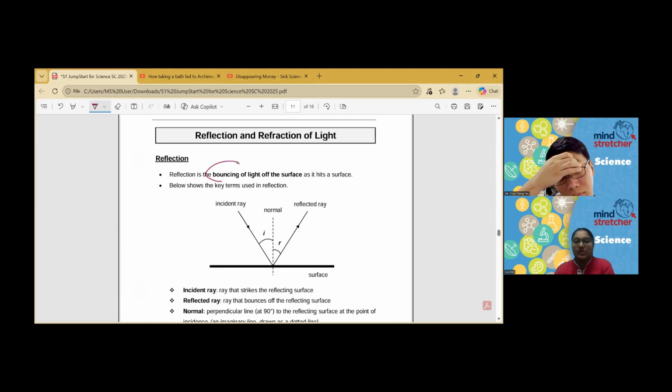Reflection is just the bouncing of light off the surface. So this one you should have learned it in primary school as well, where when you have light hitting a surface, it will be reflected off. So basically you have something that's coming in and exiting as well. So the ray that comes in, as you can see, the word incident, okay, this is the in, and what is being reflected will be the exit ray.